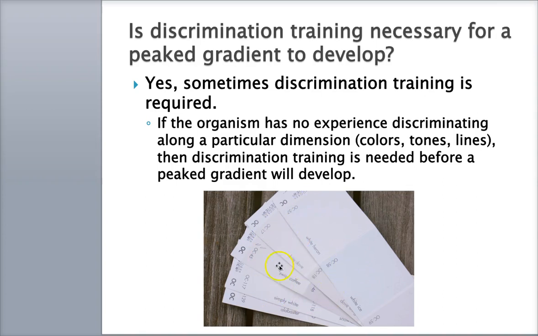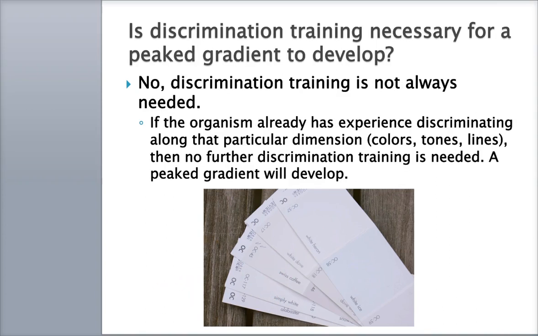And the reason is that we don't have sufficient experience with these specific differences. The difference between heron white and simply white is such a difficult discrimination that we don't respond to it because we just don't have the experience. On the other hand, sometimes discrimination training is not needed. If an organism already has the experience discriminating along a dimension, like colors or tones or lines, then you probably don't need any further discrimination training. A peaked gradient will develop based on their previous experience.